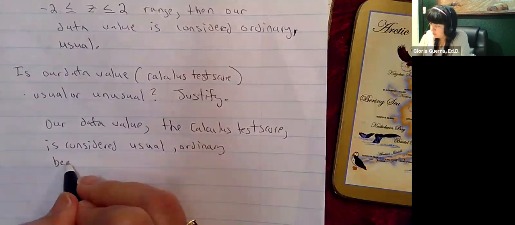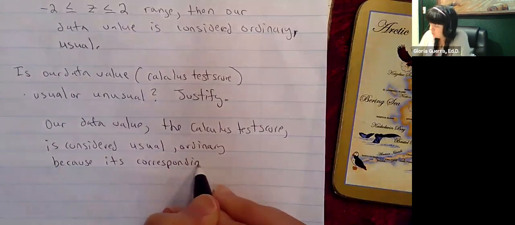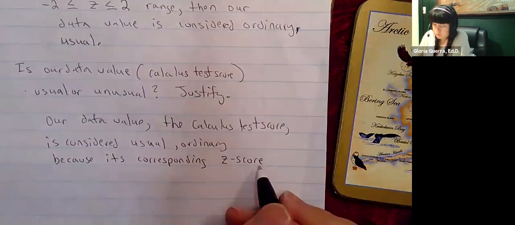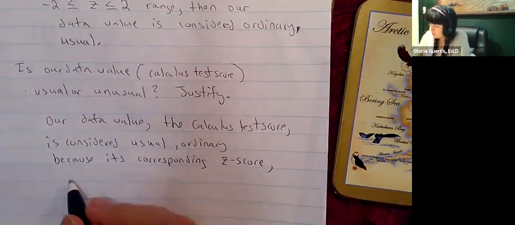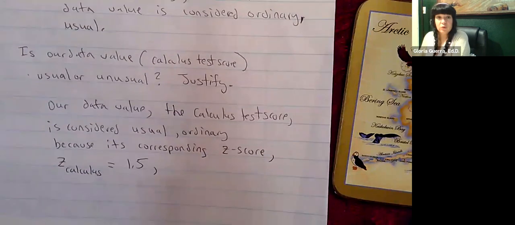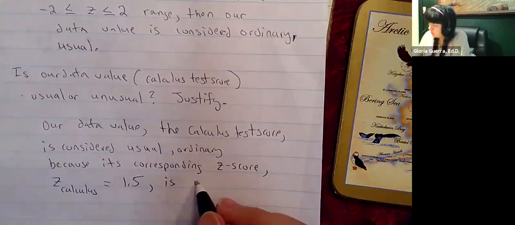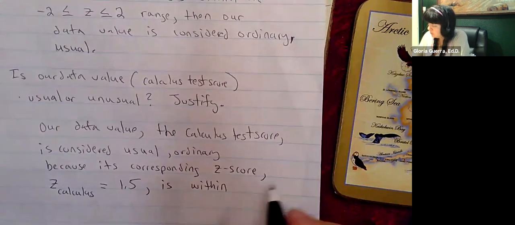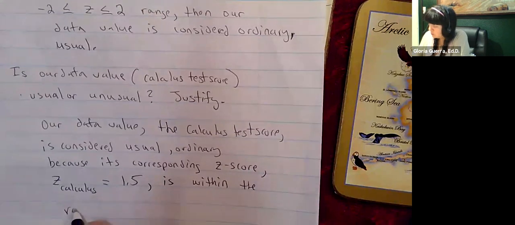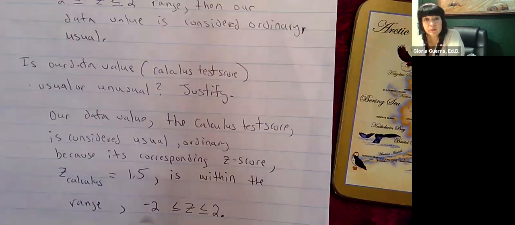And why? Because its corresponding z-score, which was what? It was z calculus equals 1.5, right? Because its corresponding z-score, which was this value, is within that range of that -2 to 2 window, right? It was within that window. So that means that it's usual, it's ordinary, because it fell within that window. Okay?